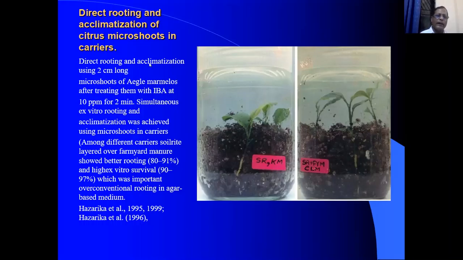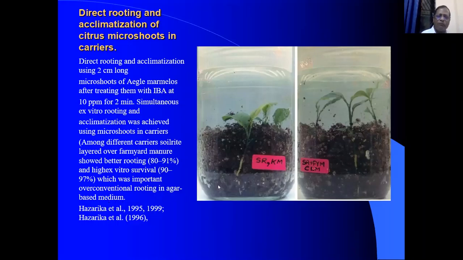So direct rooting and acclimatization using 2 cm long microshoots of Aegle marmelos, treating them with IBA at 10 ppm for 2 minutes, and simultaneous ex vitro rooting and acclimatization was also achieved with the microshoots in carriers along with different other carriers, with better rooting up to 80 to 90%, and ex vitro survival was also found to be 90 to 97%. Which is important over conventional rooting in agar-based medium.